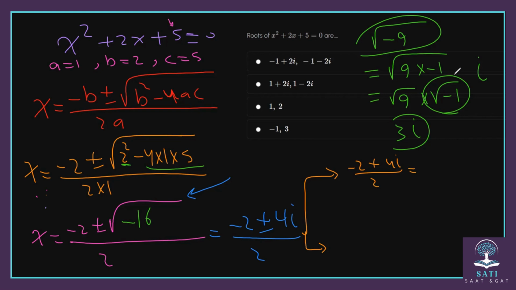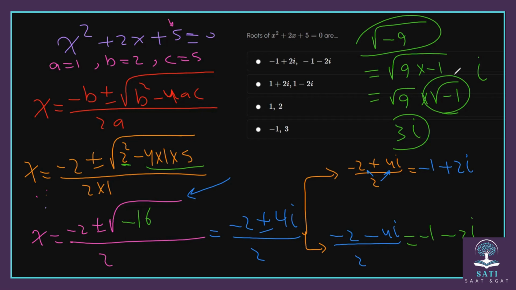In this case, you split the 2 for both of them. So negative 2 over 2 is negative 1, then plus 4i over 2 is 2i. In the second case, you write it with negative: negative 2 minus 4i over 2. Split the denominator for both sides: negative 2 over 2 is negative 1, then minus 4i over 2 is 2i. These are the final answers.